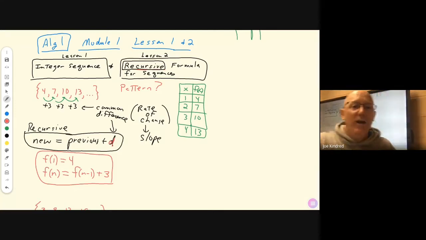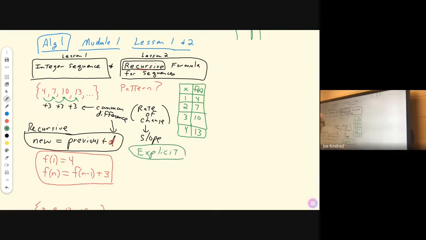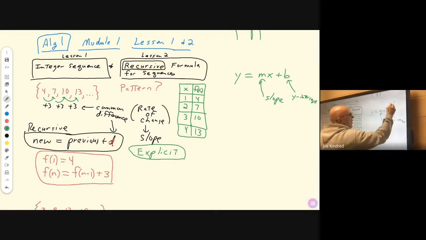Now, I'm going to show you something else that's called the explicit formula. The explicit formula is found, and we already have dealt with the explicit formula. For example, we remember that if we have a line like this written in this form, that is the slope, and this is called the y-intercept. This is also called the zero term.